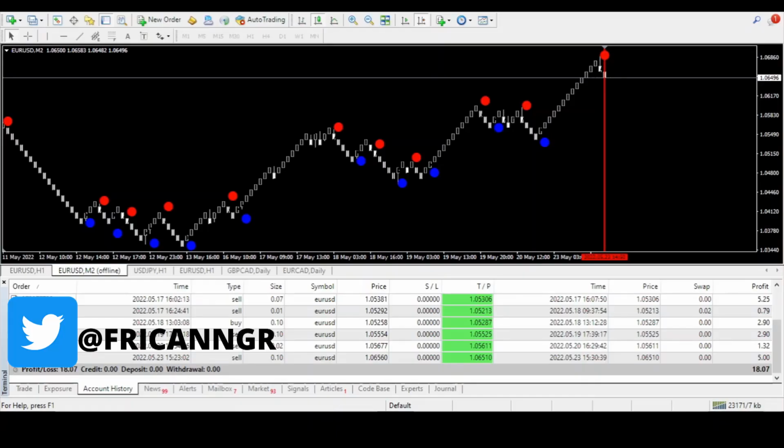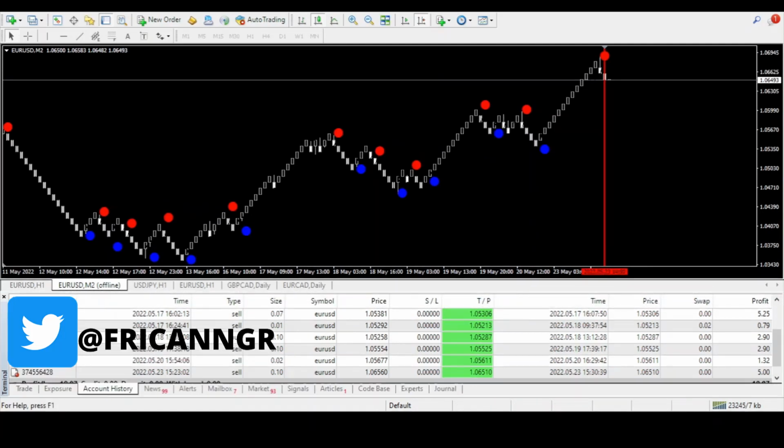So this is the software right here, and as you can see, a Renko chart. This is a Renko chart. If you do not know what a Renko chart is, you can go to Google and type it there: what is a Renko chart?